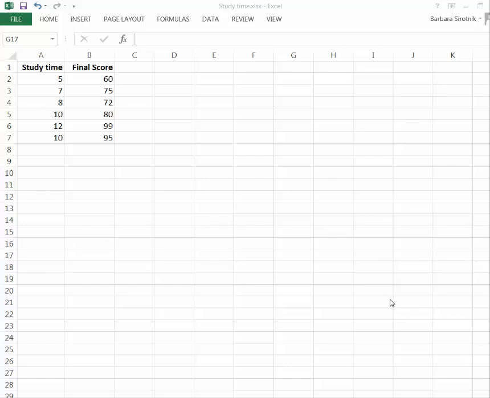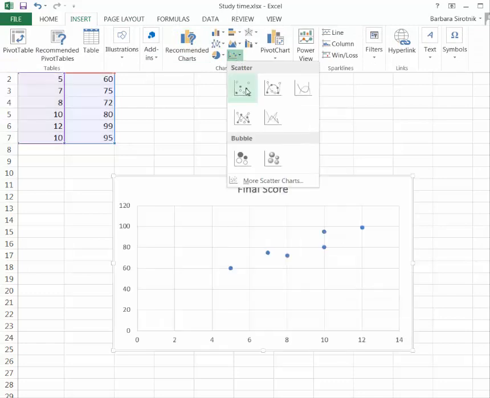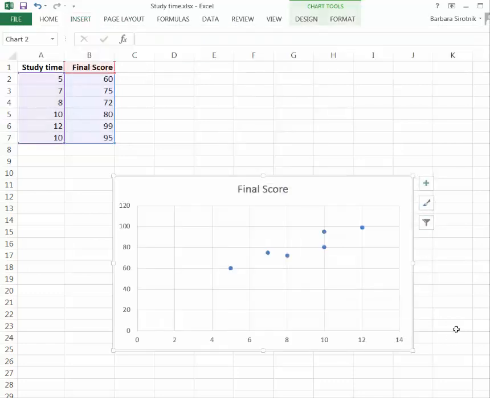So here's our spreadsheet of data. Notice that I've put the x variable on the left and the y variable on the right. And the reason I do that is so that everything looks okay on the scatter diagram that I'm about to do. I'll just highlight the data, put insert scatter, and there is my graph.